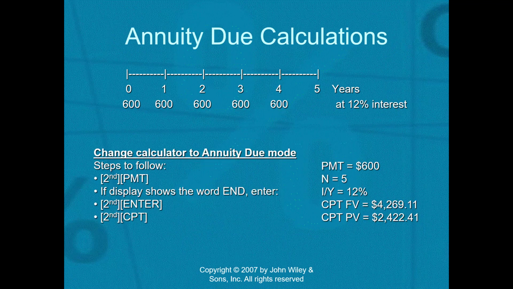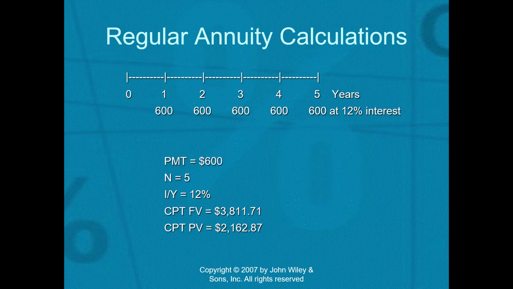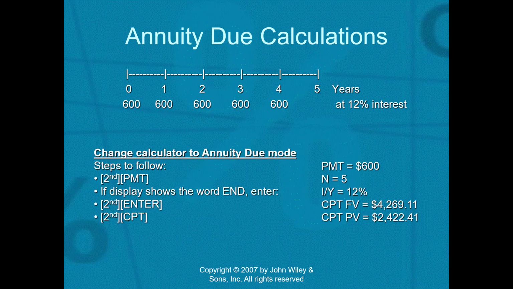So now we're going to look at this annuity due calculation and see why. Now, I've mentioned this a couple of times. You see there the future value is showing as $4,269.11. If you look at the future value on a regular annuity, it's $3,811.71. Okay, so now we're going to see why the difference.